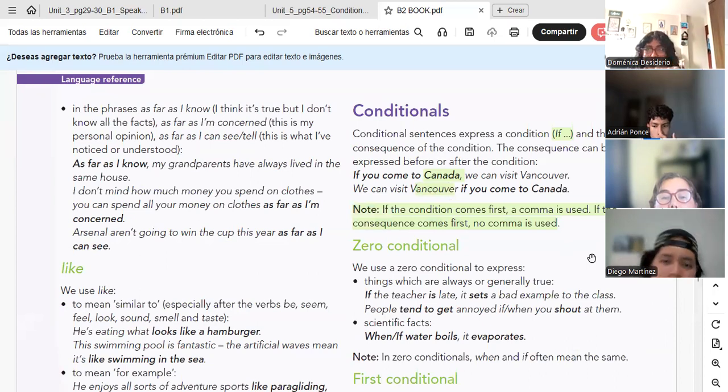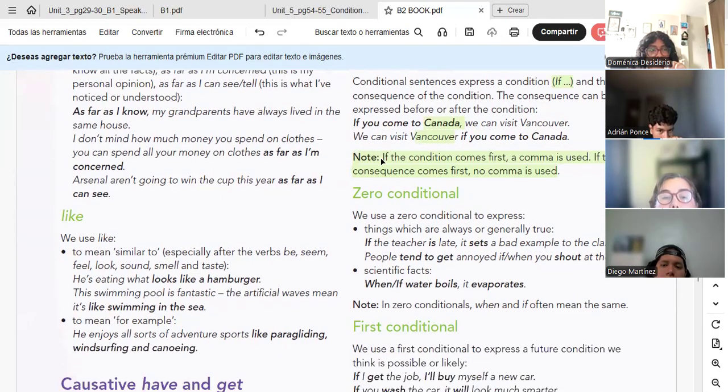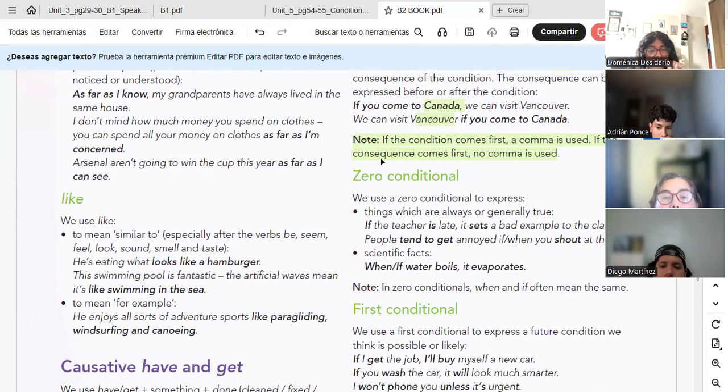Thank you. So guys, keep it in mind. You can start it with the if clause or the main clause. If you start it with the if clause, you need to use comma, like in Canada. But if you start it with the main clause, you don't use comma. Okay, it's forbidden. So keeping this in mind. Okay, Adrian, zero conditional, please.